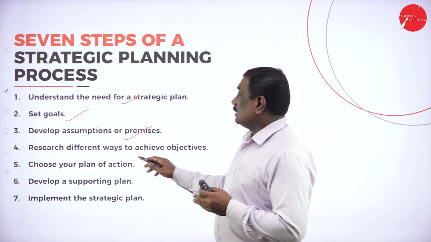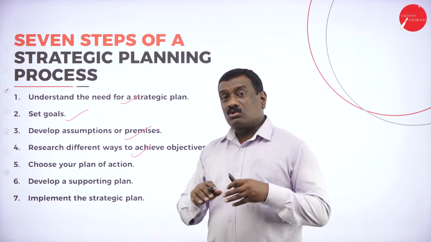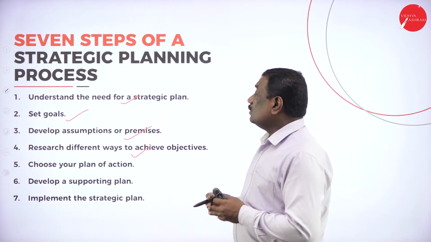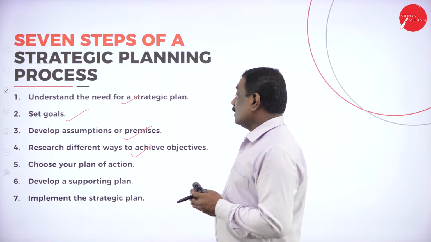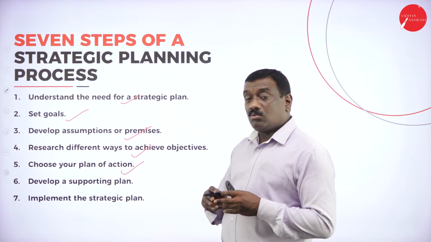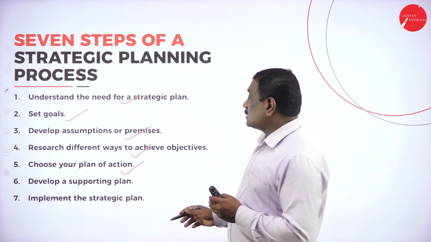The fourth one is to research different ways in order to achieve the objectives. There may be so many options, so many choices. So they need to do the research work in order to find out how to achieve the objectives. Then choose the plan of action out of the various alternatives and choices. They need to find out and choose the best out of it.